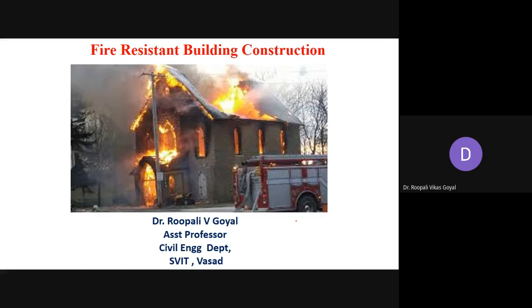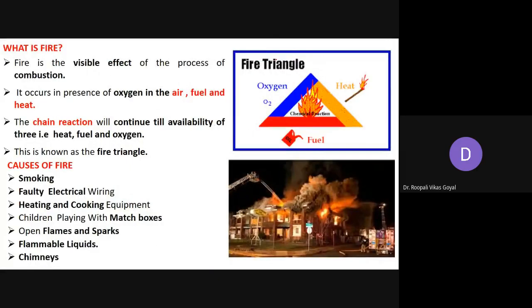So today we are going to discuss fire resistant building construction. Before understanding what fire resistant building construction is, we have to know what fire is and how fire takes place. So basically, fire is the visible effect of the process of combustion.